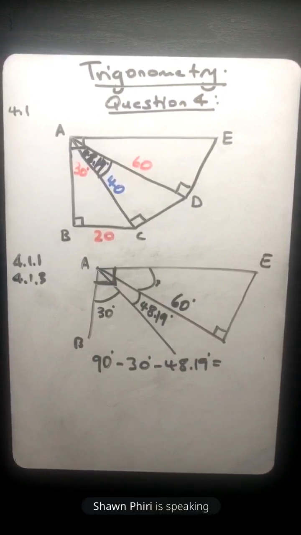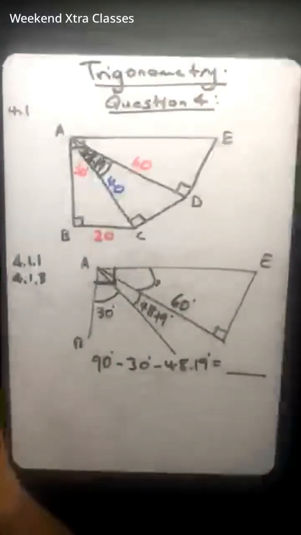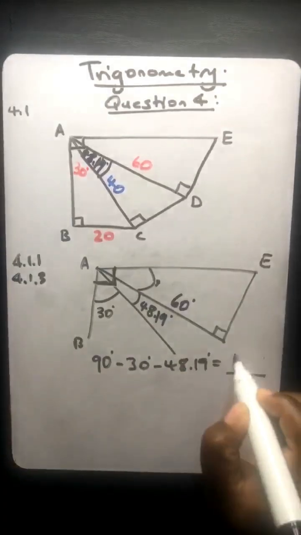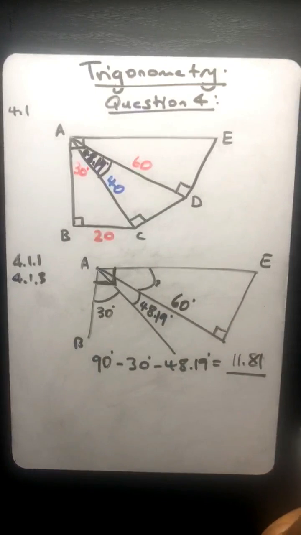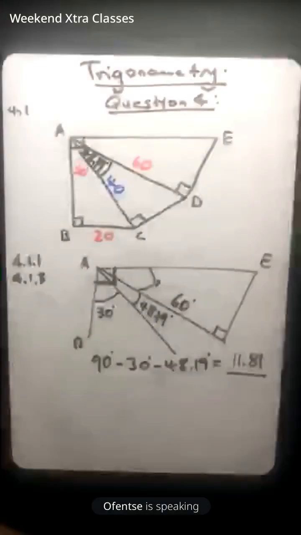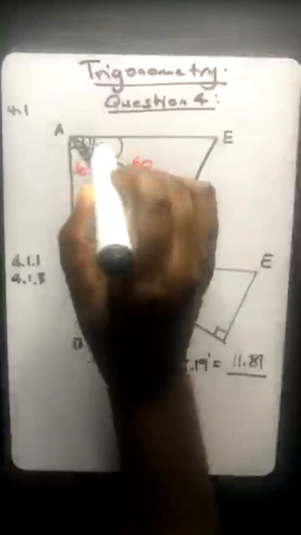I understand, sir. 100%. So what is that answer there? Let's quickly check. 90 minus 30 minus... 48.19. This is what I'm getting. Is it what everyone is getting there? Yes, sir. Okay. So that means we are having 11.81 degrees there.